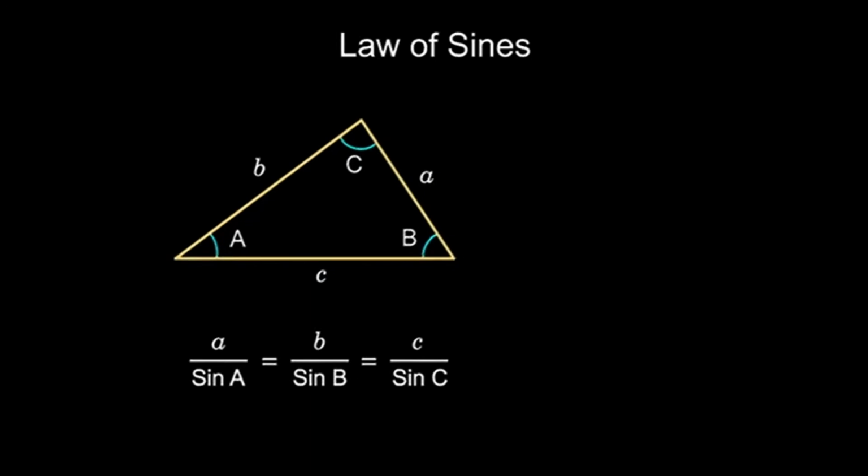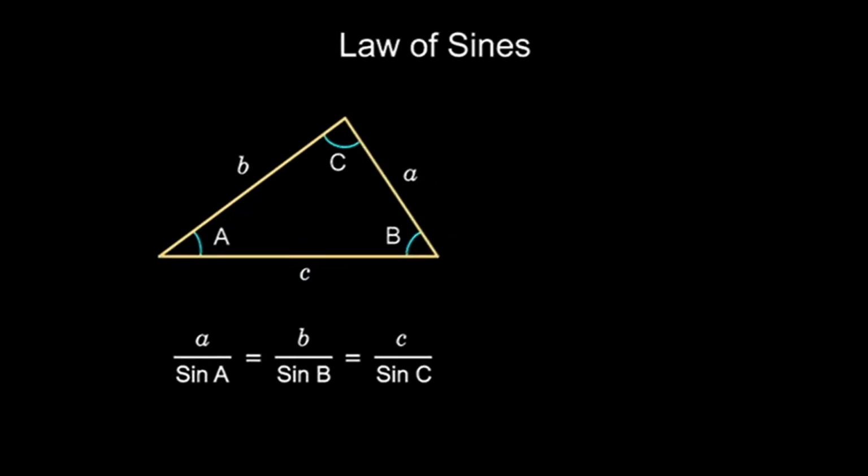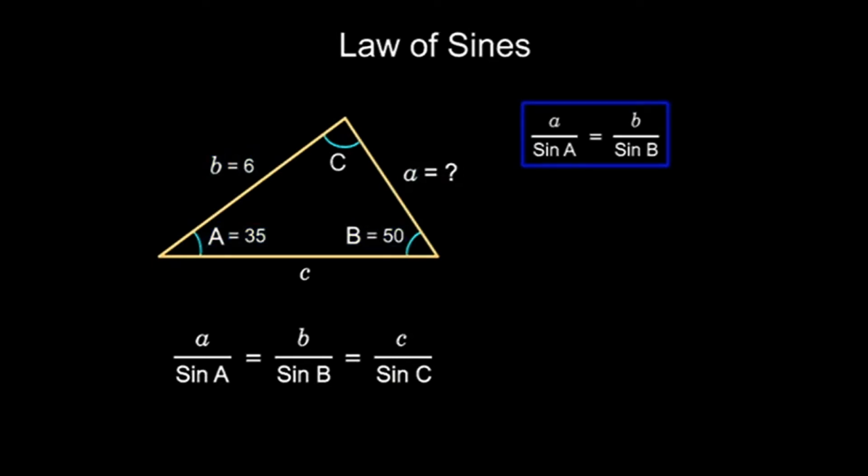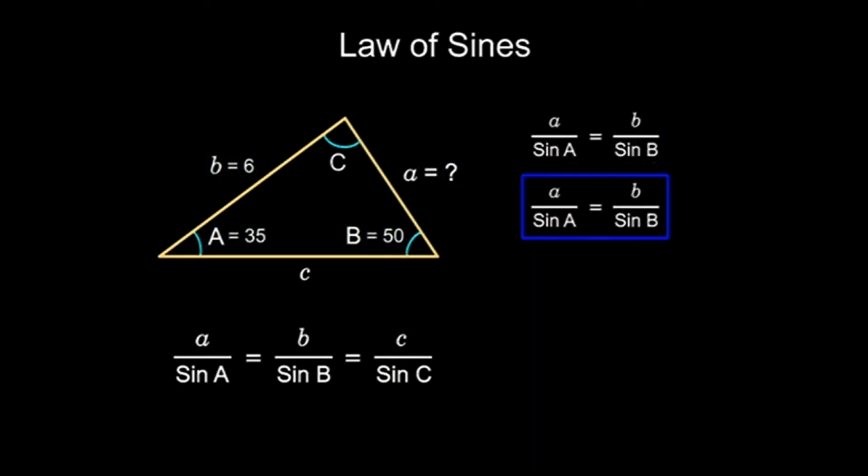Once again, if several of the values are known, we can rearrange the equations to determine the remaining values that are unknown. For example, if angle A, side B, and angle B are known, what is side A? Rearranging the equations and substituting the values will allow us to solve for side A.